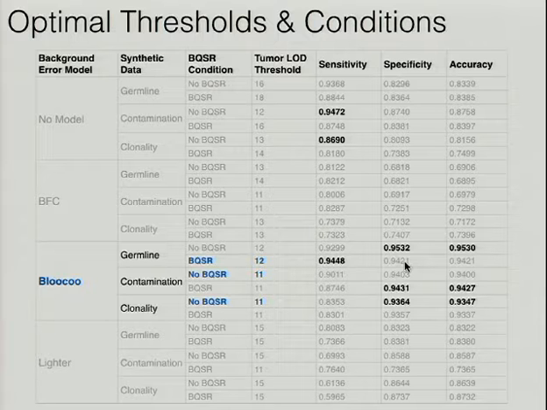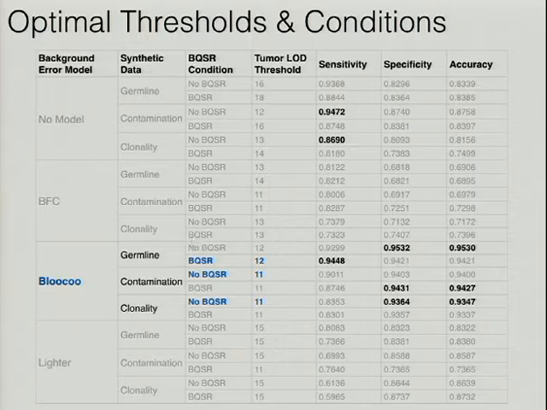And for set 2, the BlueCoo no BQSR aggregate with a tumor LOD score of 11 had a sensitivity of 90.11% and a specificity of 94.03%. For set 3, we also saw a reduction, as we expect, in the sensitivity due to the clonality, and with a tumor LOD score of 11, the BlueCoo no BQSR aggregate condition had a sensitivity of 83.53%, but a very high specificity of 93.64%.